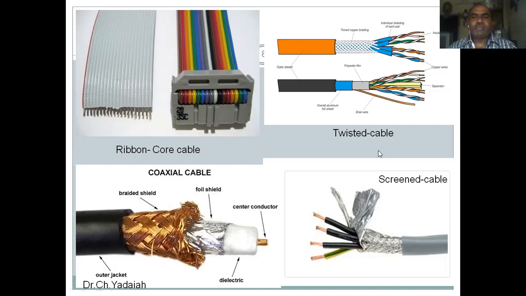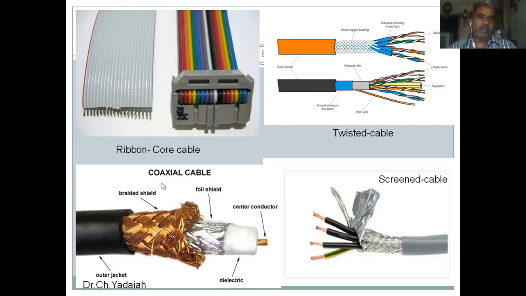Whereas in twisted core cables, you can see the twisted cables where two cables are twisted. This you can observe in the case of internet systems. When we require the internet system, there are twin cores. This is one pair, this another pair, this another pair. So this is a twisted cable.